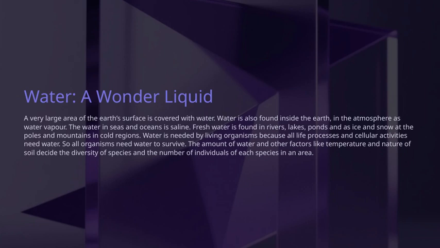Well, every living organism needs water because all life processes and cellular activities depend on it. Without water, life simply wouldn't be possible. But there's more. The amount of water available, along with factors like temperature and soil type, actually influences how many different species can live in a particular area and how many individuals of each species there are. So, in essence, water isn't just a liquid. It's a fundamental key to understanding the diversity and balance of life on Earth. It connects directly to the overall health of ecosystems and the survival of countless species.